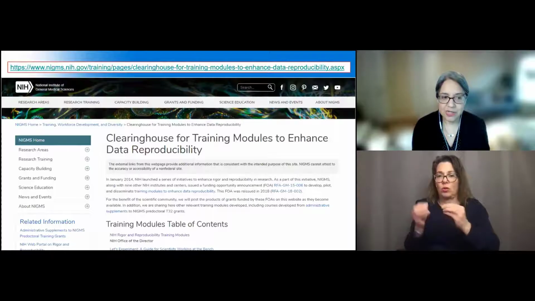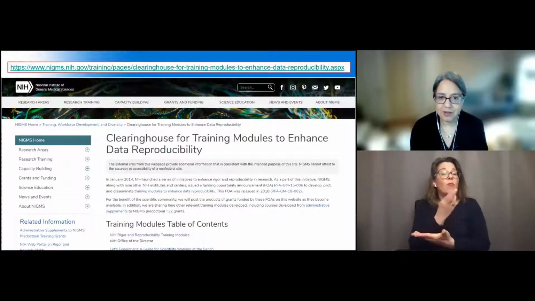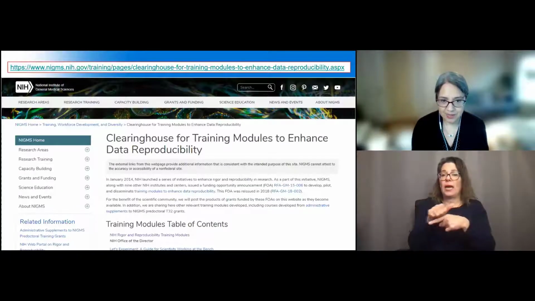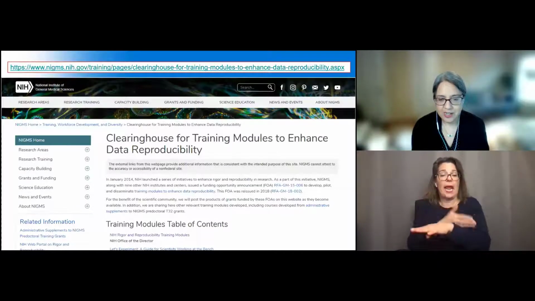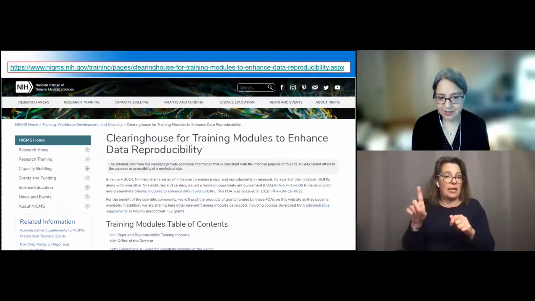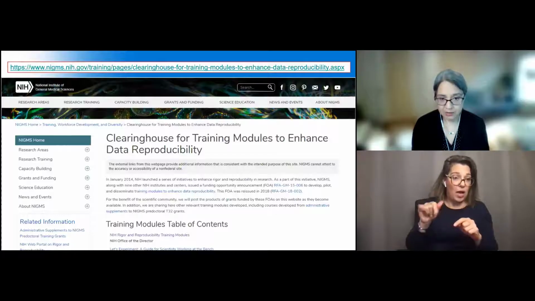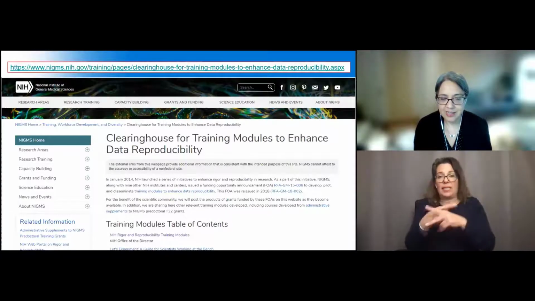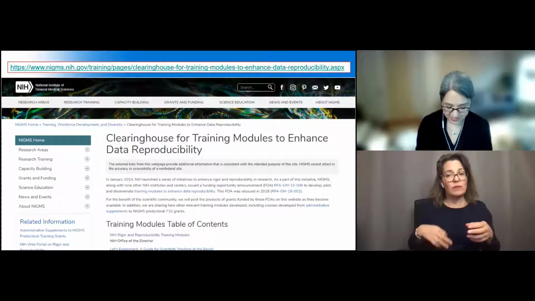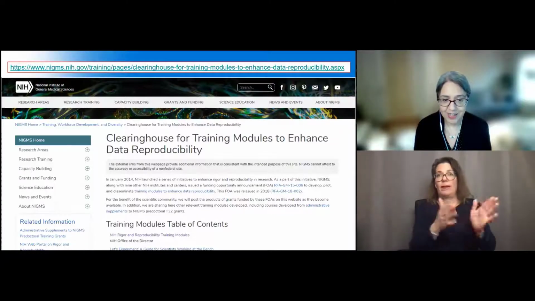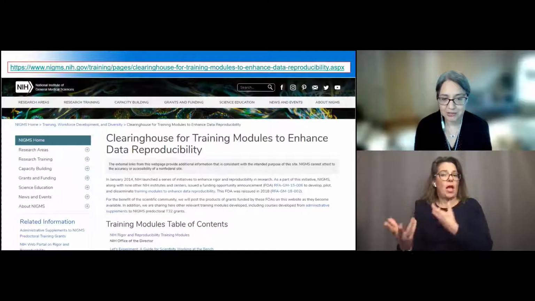Okay, and then I just want to point you to some resources here. This is the NIGMS Clearinghouse for Training Modules to Enhance Data Reproducibility. NIGMS, along with other ICs, came together to fund modules that were created by the extramural community. Really the idea was that these modules would be useful and used by institutions as they're developing their training plans and where they need to incorporate rigor into their training plans.